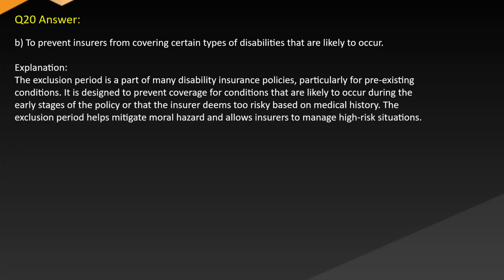Answer B. To prevent insurers from covering certain types of disabilities that are likely to occur. Explanation: the exclusion period is a part of many disability insurance policies, particularly for pre-existing conditions. It is designed to prevent coverage for conditions that are likely to occur during the early stages of the policy or that the insurer deems too risky based on medical history. The exclusion period helps mitigate moral hazard and allows insurers to manage high-risk situations.